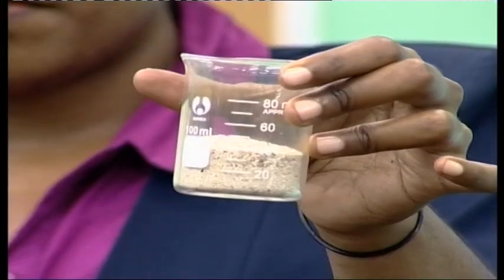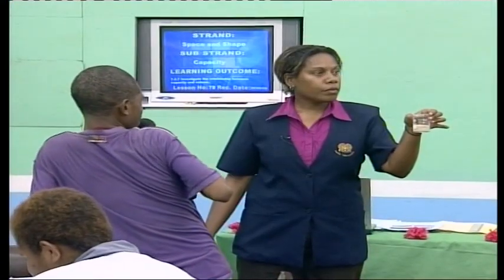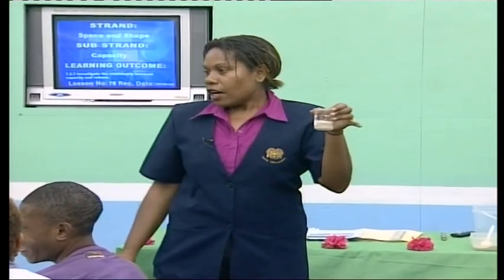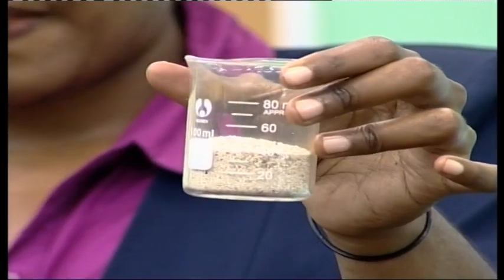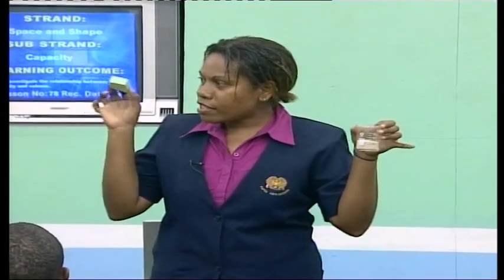Daryl? 40 milliliters. He said 40 milliliters. Is he correct? Yes. 40 milliliters of what? Sand. You can say 40 milliliters or 40 cubic centimeters. So what is the capacity of this cuboid, or this box, class? 40 cubic centimeters.